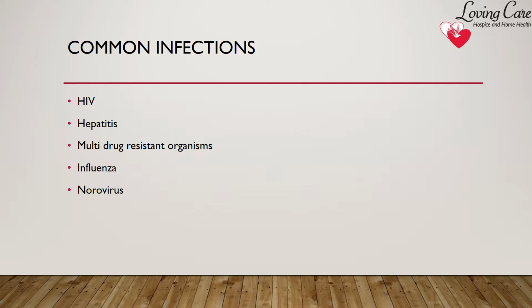MDROs, multi-drug-resistant organisms, are bacteria that have become resistant to certain antibiotics, and these antibiotics can no longer be used to control or kill the bacteria. Antibiotics fight infections that are caused by bacteria. Bacteria that resist treatment with more than one antibiotic are called multi-drug-resistant organisms, or MDROs for short. Some common examples are MRSA and VRE.